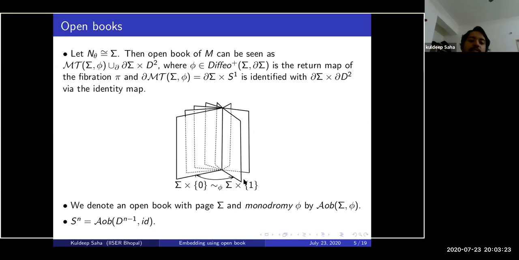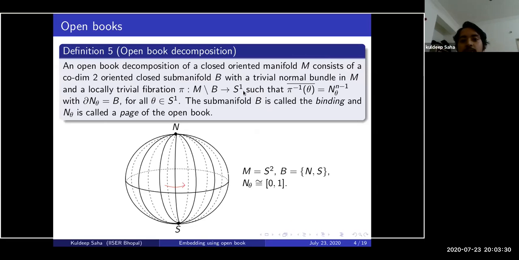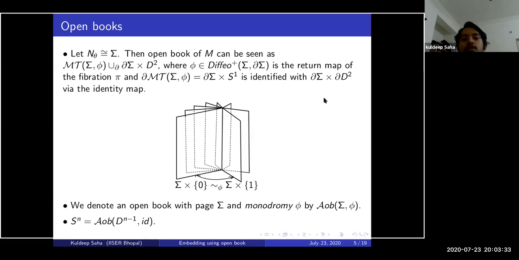Here is another nicer way to see what an open book is. For all θ in S1, all the fibers are homeomorphic. Assume that they are homeomorphic to some Σ. Then the total space of the open book M can be written as the union of 2 parts. One part is a mapping torus of Σ with some diffeomorphism φ of Σ, that is the return map of this fibration π. The other part is ∂Σ cross D2, which is just the binding B cross D2.